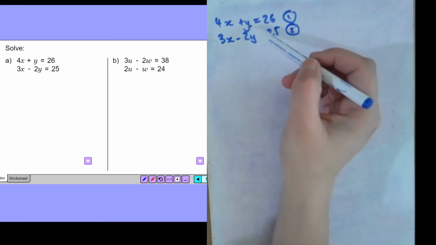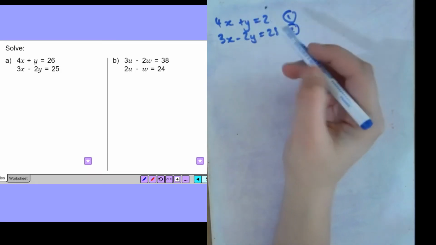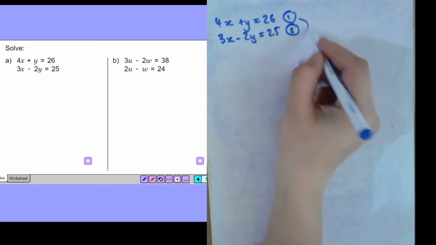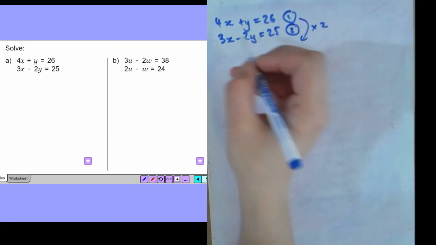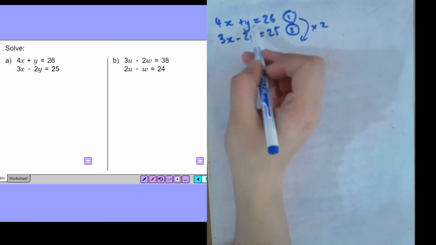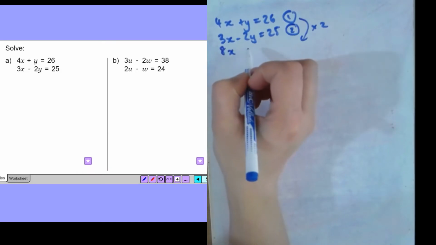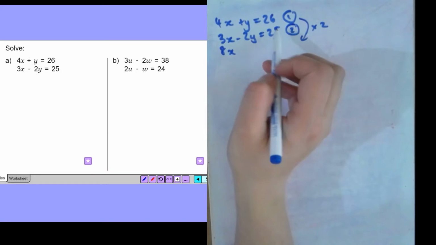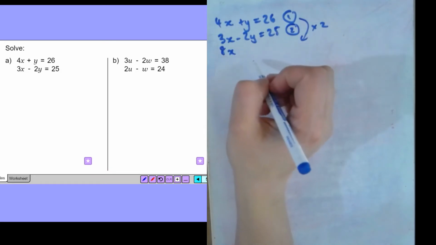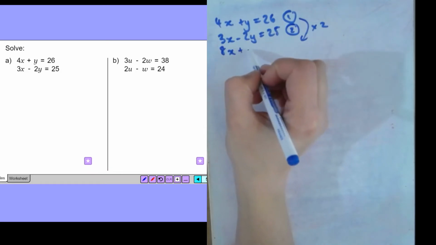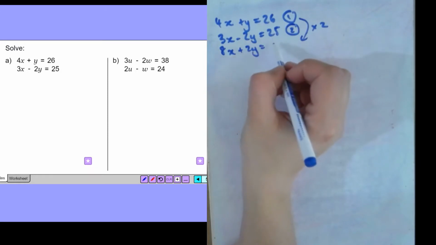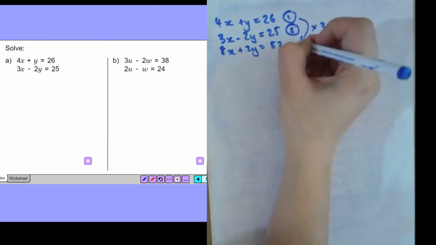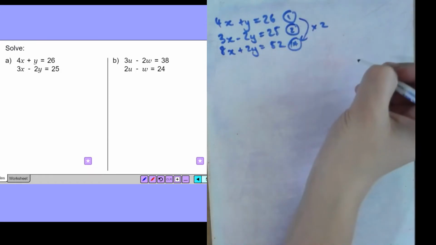However, in this case, we do want to try and make it as easy as possible. So all I need to do is multiply this one by 2. So if I multiply it by 2, just to make this a 2y, I would multiply everything. You don't just multiply this, you multiply everything. So 4x times 2 is 8x, y times 2 is 2y, 26 times 2 is 52. I would then call this 1a.